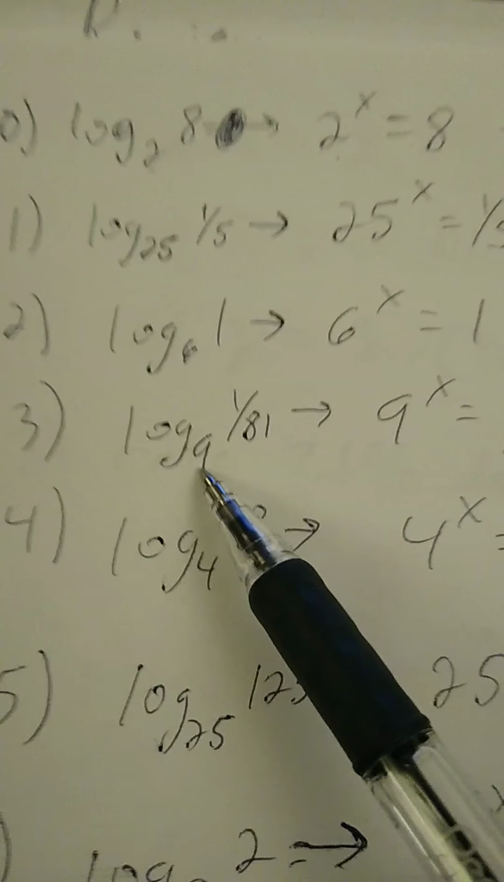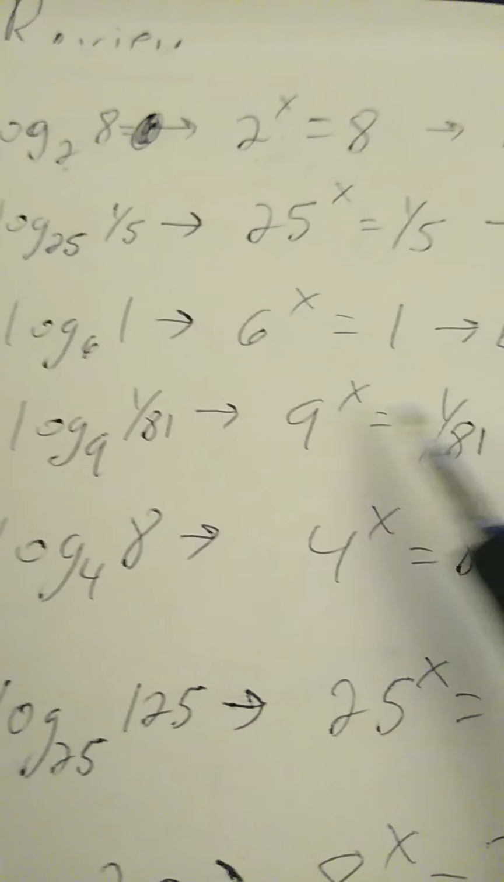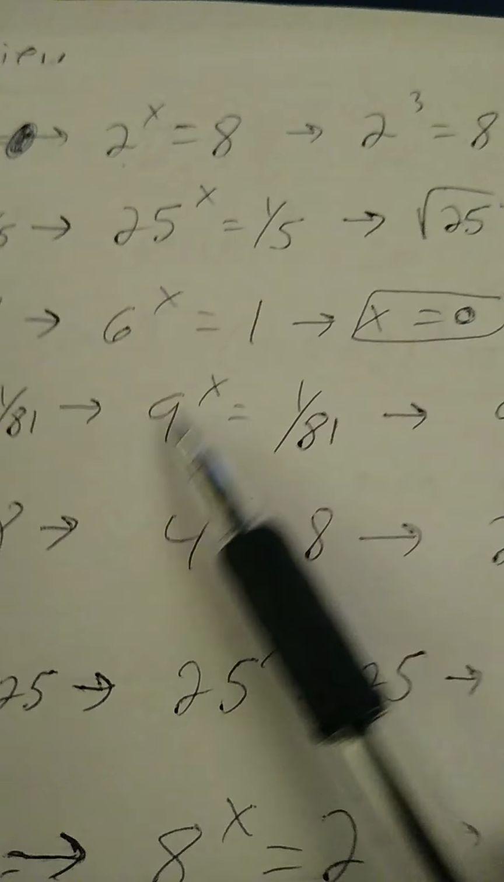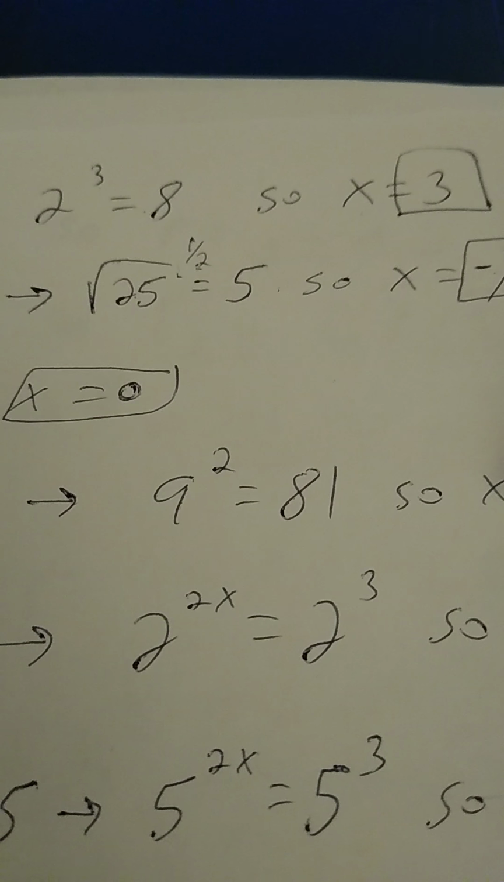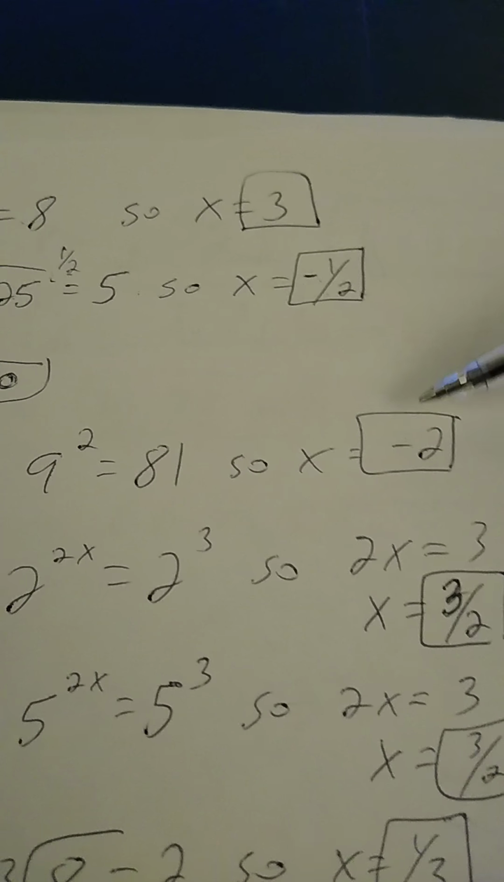Next one is log base 9 of 1/81. That means 9 to what power is 1/81? Well, again, I'm going to ignore the reciprocal. 9 to what power is 81? Well, we know that 9 squared is 81. So 9 squared equals 81, so the answer is 2. But again, remember, it was a reciprocal, 1/81. So that must mean there was an exponent that was a negative. So -2 is the answer.